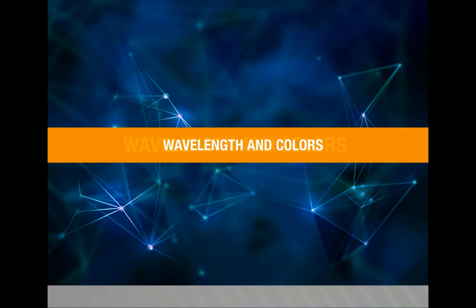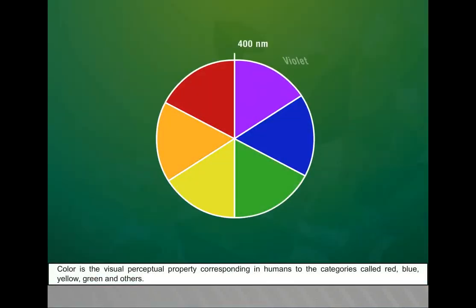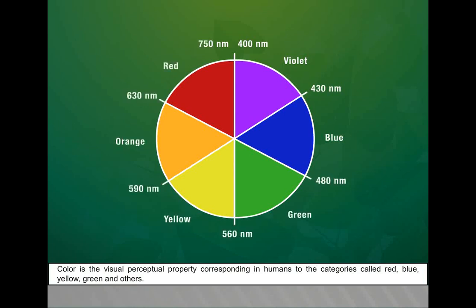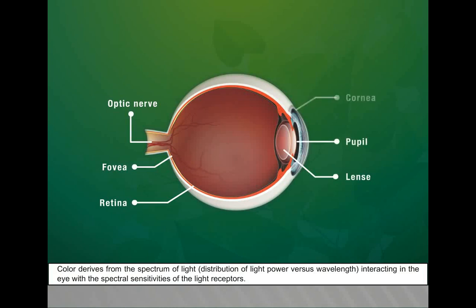Wavelength and colors. In this video, we are going to see about wavelength and colors. Color is the visual perceptual property corresponding in humans to the categories called red, blue, yellow, green, and others. Color derives from the spectrum of light, distribution of light power versus wavelength, interacting in the eye with the spectral sensitivities of the light receptors.